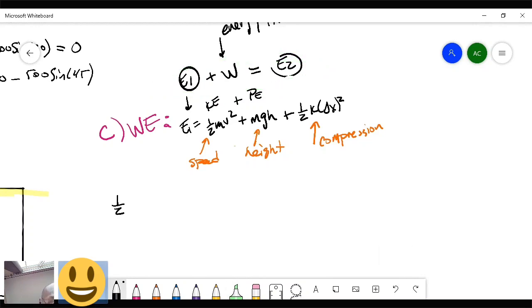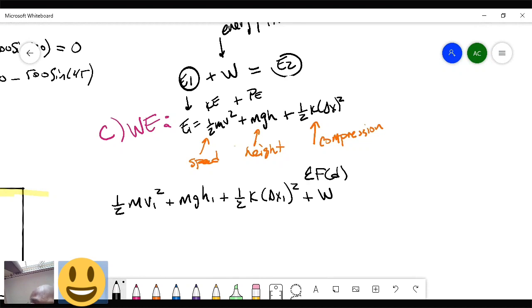So you're going to put 1/2 mv1 squared plus mgh1, because that represents the first situation, plus 1/2 k delta x1 squared, plus any work. But now remember, work is going to be force times distance. Sum of all forces times distance, right? So that's going to be your free body diagram part. So that's where your free body diagram comes in. Equals, and I do everything but for the second situation, 1/2 mv2 squared plus mgh2 plus 1/2 k delta x2 squared.